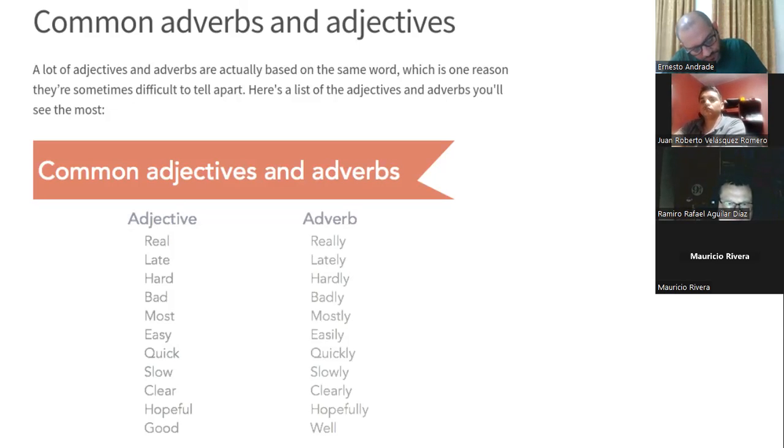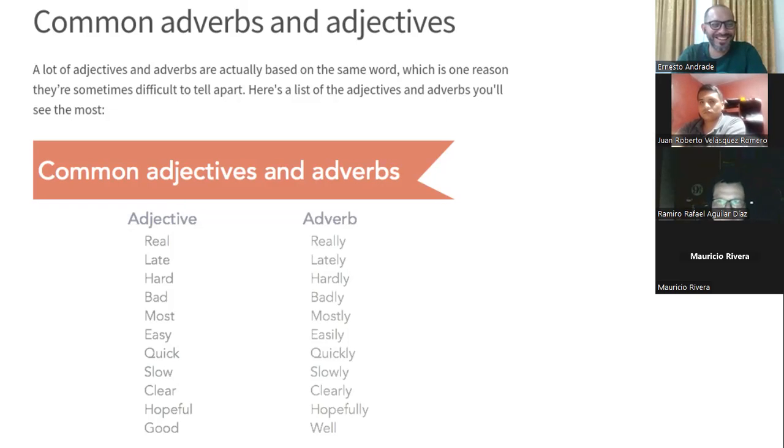hopeful, hopefully. And the other one is an exception, good and well, right? Good is an adjective and well is an adverb. So when you say, and this is very funny, imagine that somebody says, how are you? And you say good, that is not correct. You have to say well, estoy bien, well. Porque si usted dice, I am good, usted está diciendo, estoy bueno.